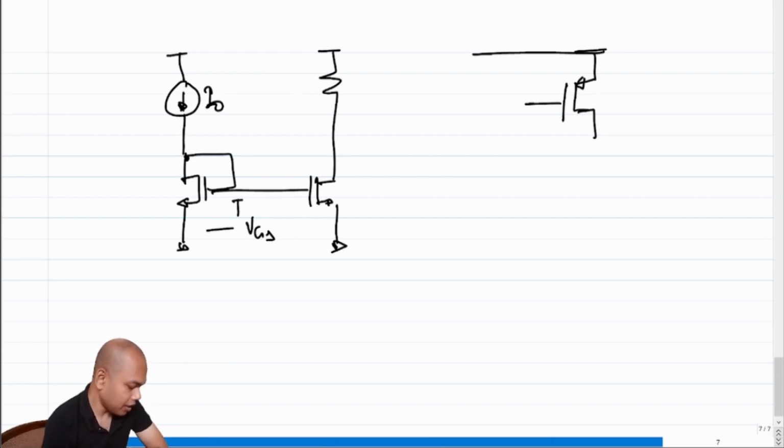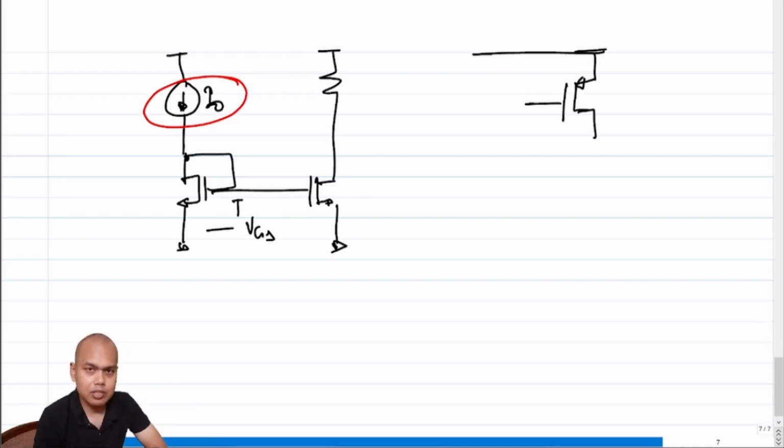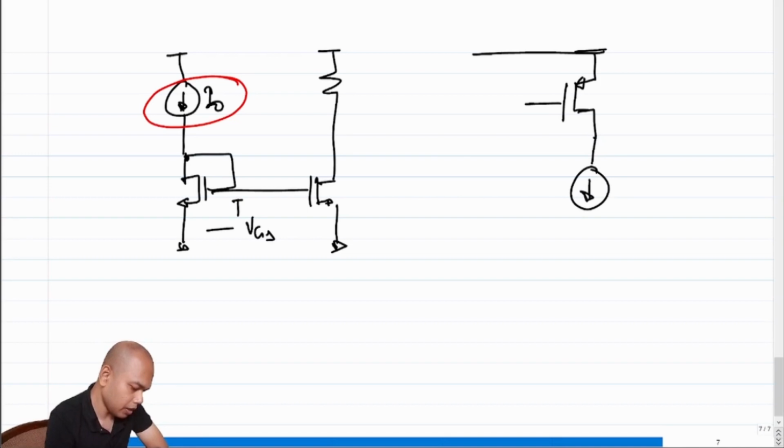In case of the NMOS transistors, in the circuit on the left, what were we doing? We were feeding a current into the drain of the device. In case of a PMOS transistor, we'll have to do the exact opposite. Because everything is flipped, we'll have to take current out of the drain of our PMOS device, which means the constant current source will be connected at the drain.